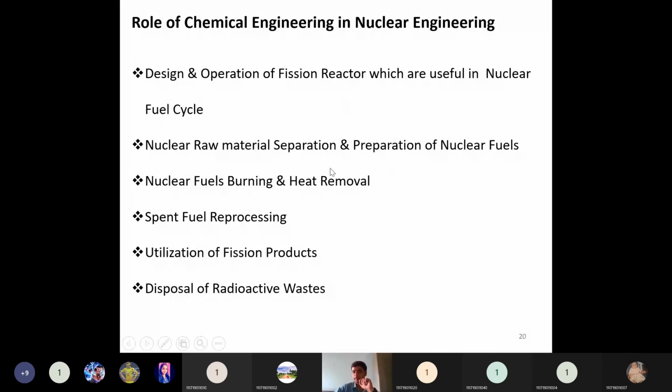This is also one important question: explain the role of chemical engineering in nuclear engineering. They ask this question many times. So where do we get involved there?